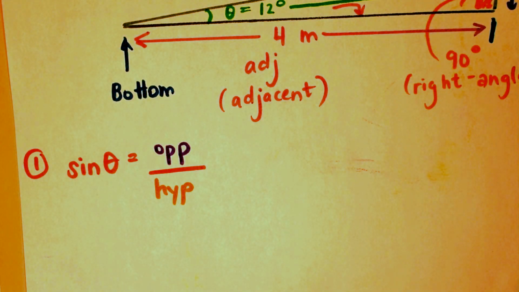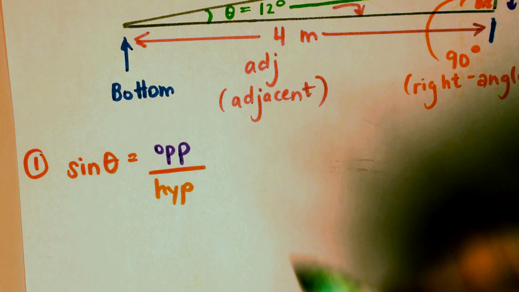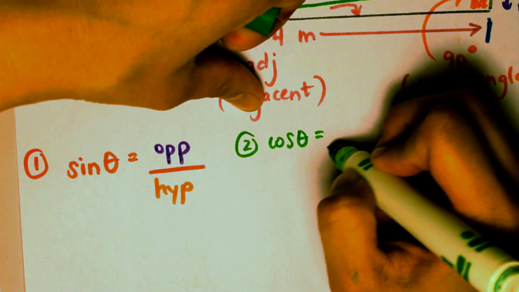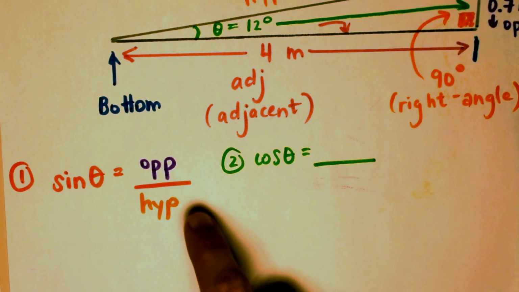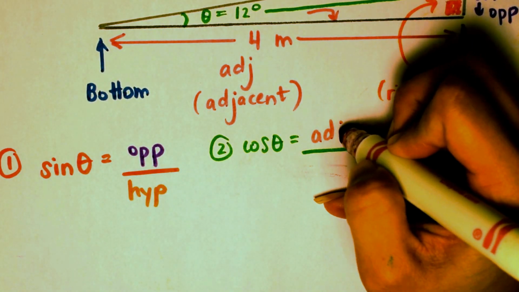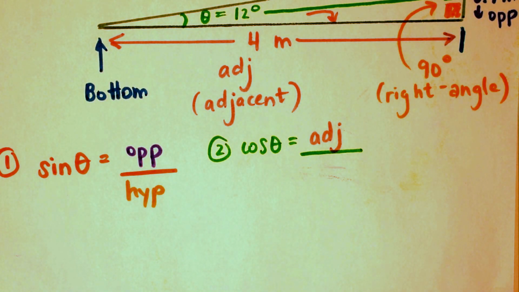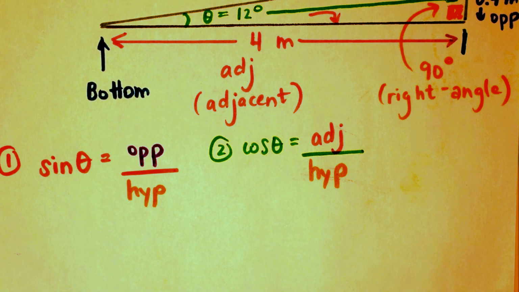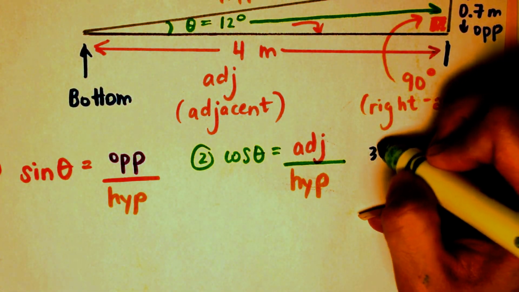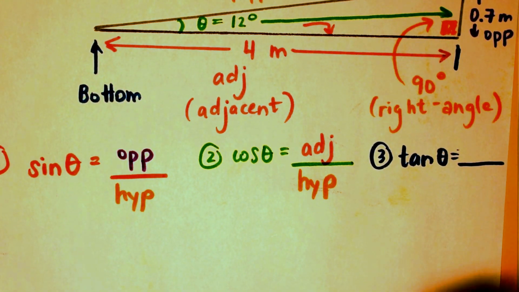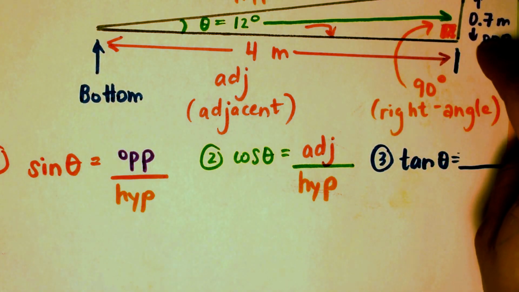The other one is called cosine. I'm going to use green. And cosine theta is adjacent over hypotenuse, ADJ over HYP. Finally, for tangent, let's go with blue. Tangent theta equals opposite over adjacent.